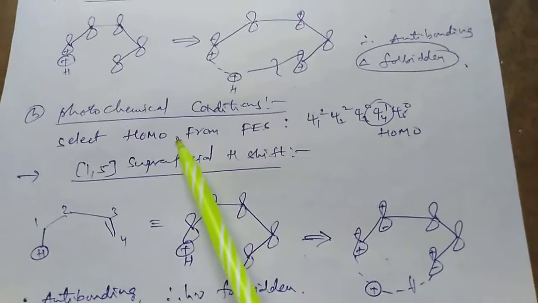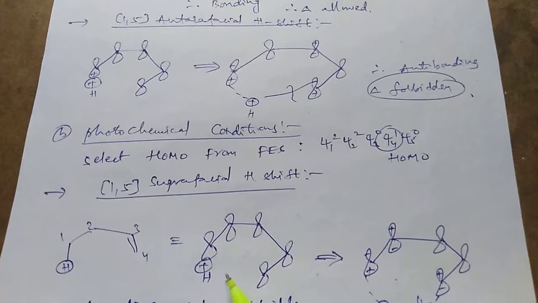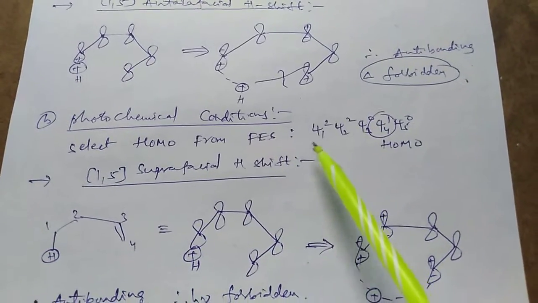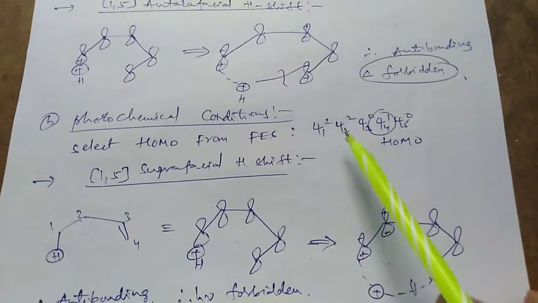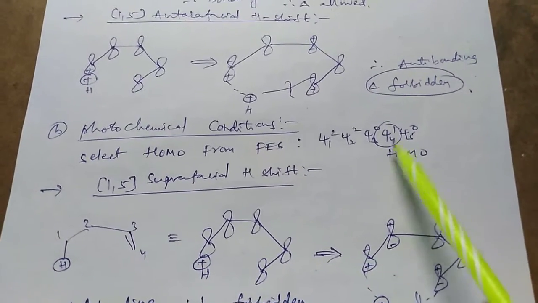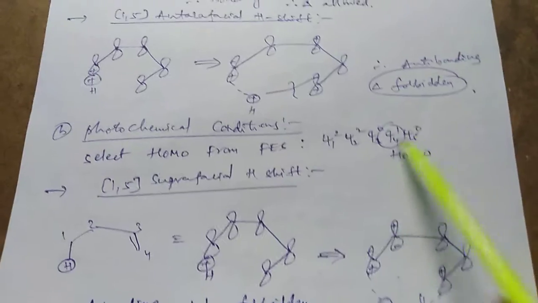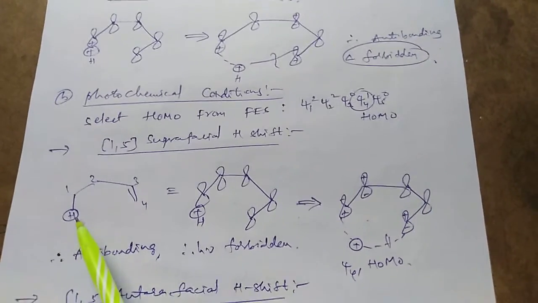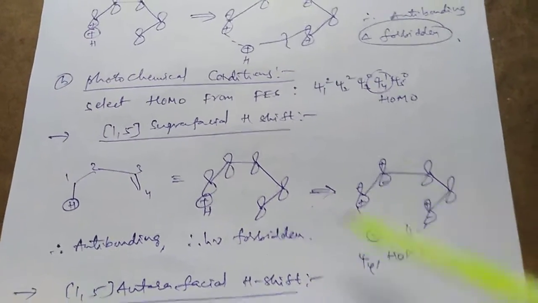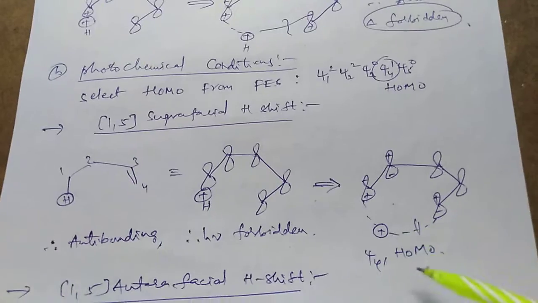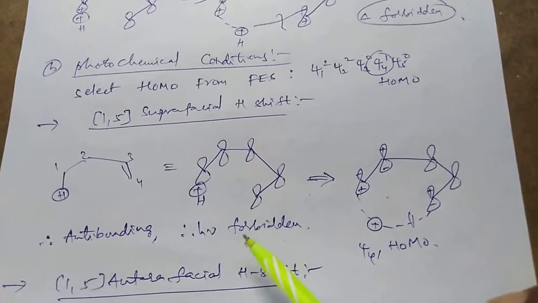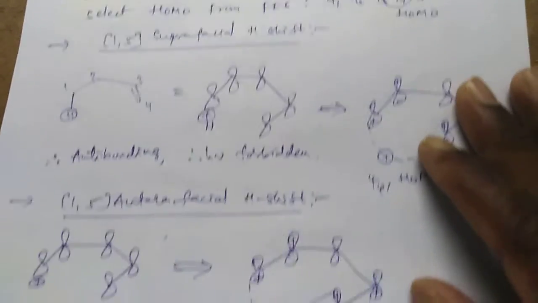Now we are explaining photochemical conditions for the 4n plus 2 system. In the first excited state, we have to select the HOMO. For the above example, Psi1 2, Psi2 2, Psi3 0, Psi4 1, Psi5 0, where Psi4 is the HOMO. Now we are writing the 1,5 suprafacial hydrogen shift. The proton is shifting from the first position to the fifth carbon. So therefore, the anti-bonding interaction is developed between the hydrogen and fifth carbon. Therefore, it is photochemically forbidden.